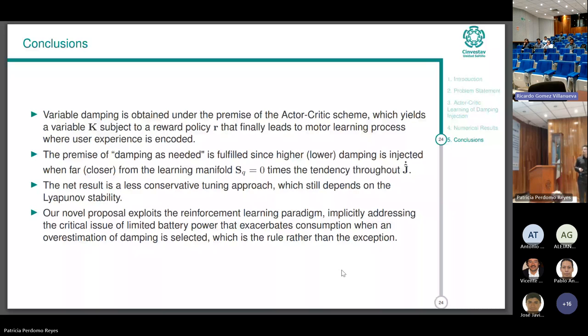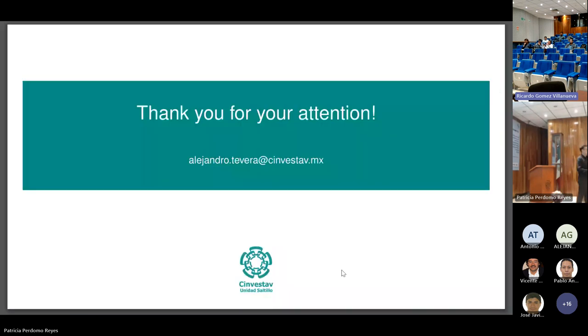Finally, our proposed method is a critical issue, as we can consider the limitation of the battery power, which is the power estimation of the damping injection. And that's all for me. So thank you for attending.